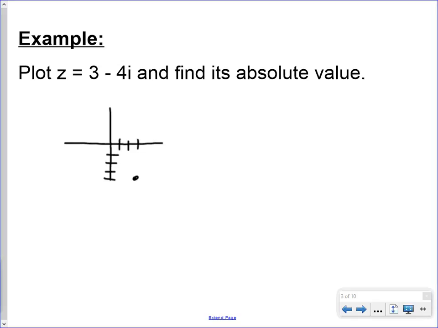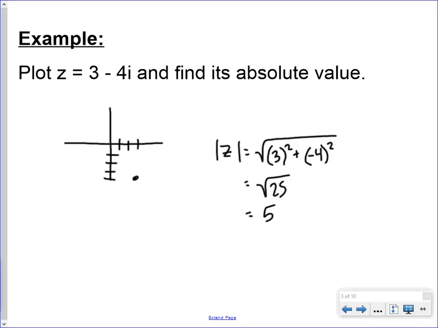Your point should be plotted somewhere in the 4th quadrant, 3 to the right and 4 down. And remember, when you're plotting a complex number, you're just plotting a point. So you don't need to draw the line back like we would with a vector. To find its absolute value, you would just do the square root of 3 squared plus, and then the b value is negative 4 squared. Don't include i with that, you're only doing the b squared. And so you come up with the square root of 25, which is 5.